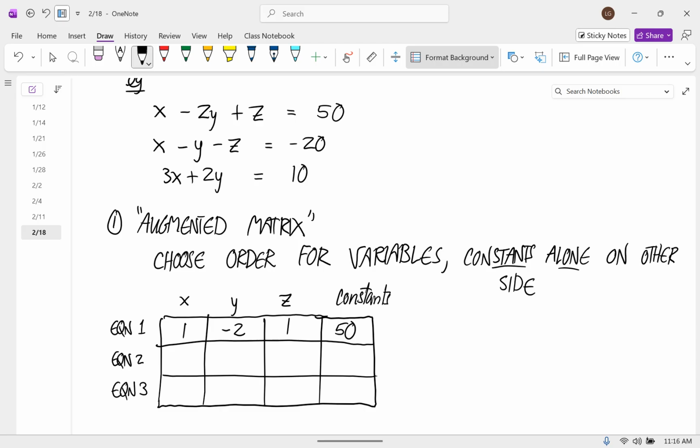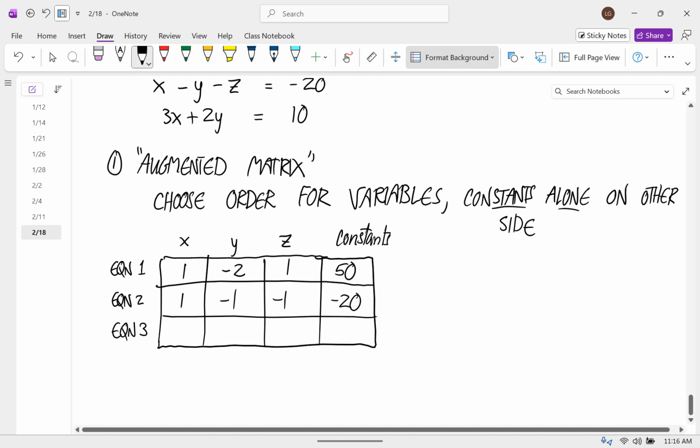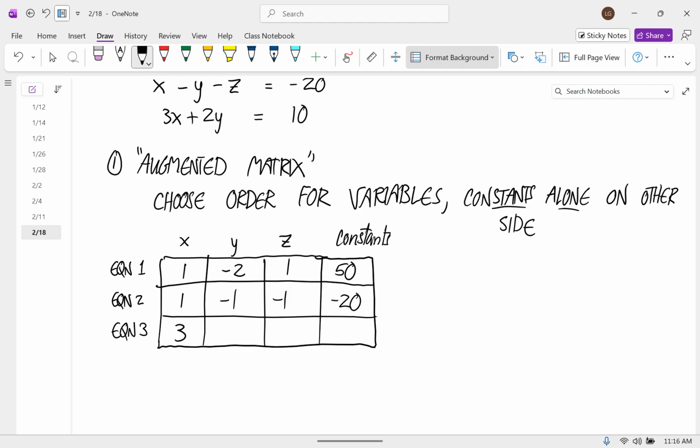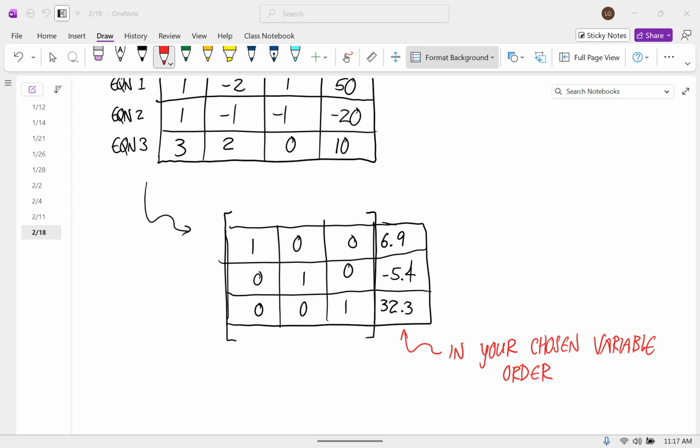For the second equation, x, we have 1. Y, we have negative 1. Z, we have negative 1. Constant is negative 20. Equation 3, x, we have 3. Y, we have 2. Z, we have 0. Constant, we have 10. When you get those big systems, you would never want to solve 12 equations for 12 variables by substitution, but it's really just as fast here as it would be for 2 equations.